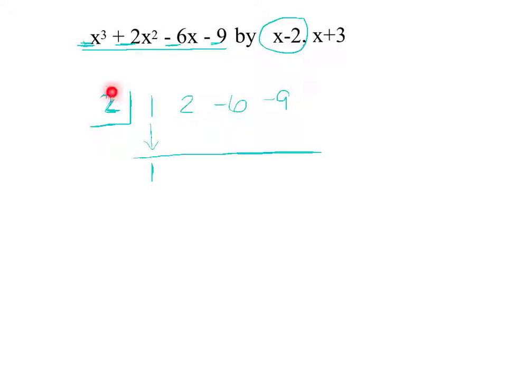And then you're going to take your number in here and multiply it times the number there. So 2 times 1 is 2. And I'm going to put that right there. Now I'm going to add these numbers together. So 2 plus 2 is 4. Then I'm going to take 2 times 4. That's 8. And I'm going to put it right there. I'm going to add these numbers together. I get 2. 2 times 2 is 4. I'm going to put it right there. And negative 9 plus 4 is negative 5.